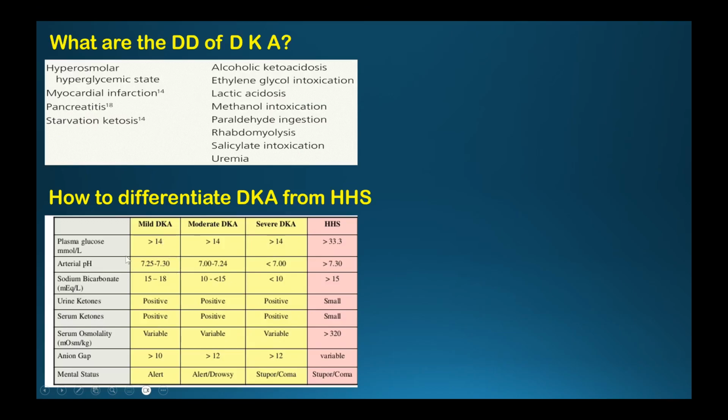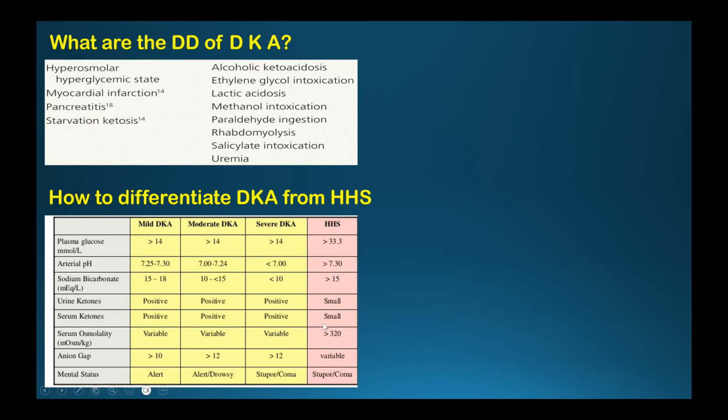And plasma glucose will be very, very high in hyperglycemic hyperosmolar state conditions. In DKA the pH will be low because acidosis will be there, and the bicarbonate is reduced. Ketones are very limited in hyperosmolar hyperglycemia. That is the most important differentiating diagnosis between DKA and HHS.